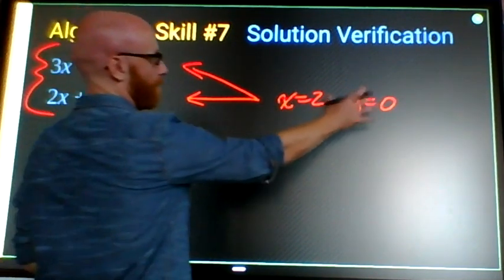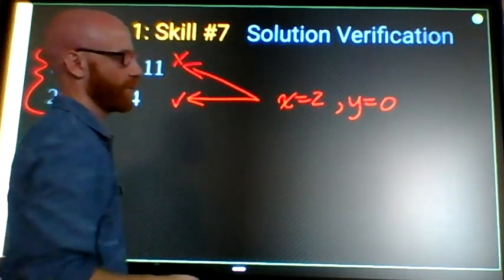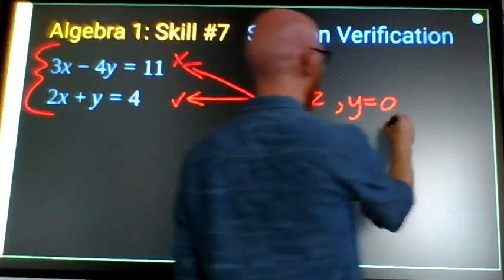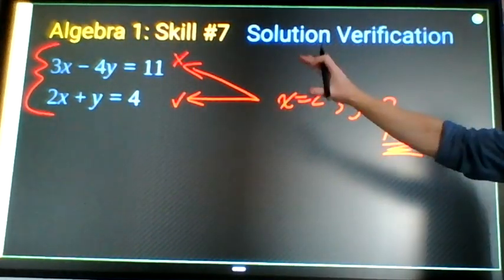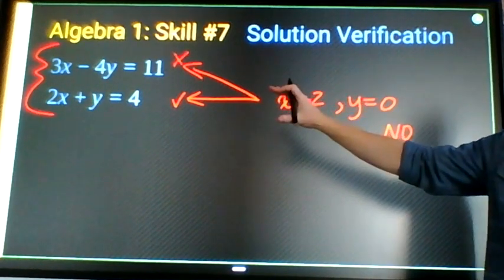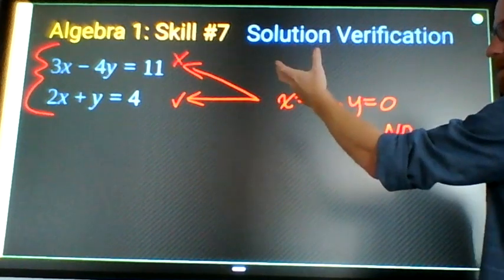So this works for the lower equation. It doesn't work for the upper equation. What that means is that no, this is not a solution, right? You need 2 yeses in a situation like this. It's not allowed to work for one, but not work for the other, okay?